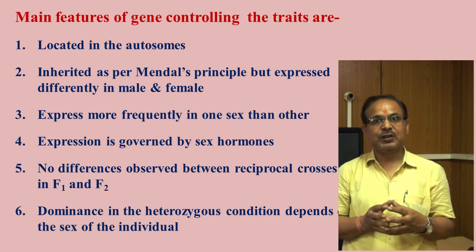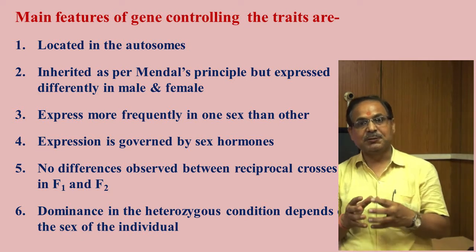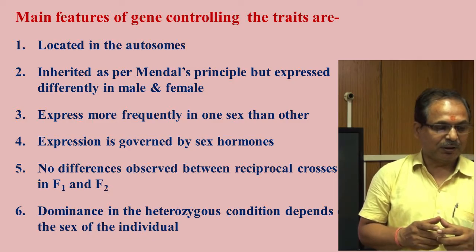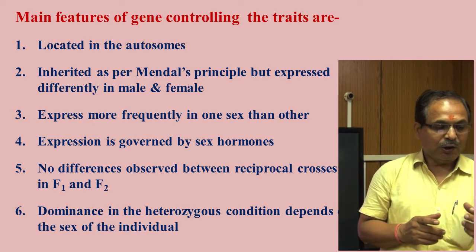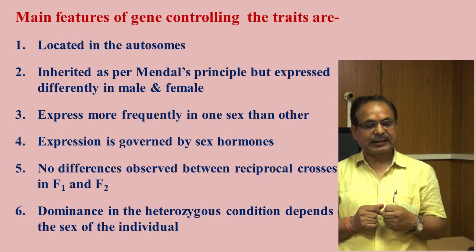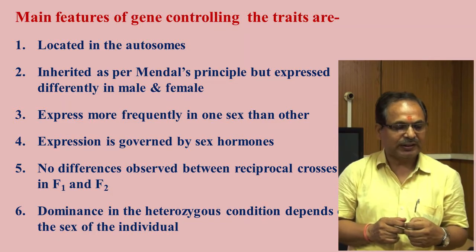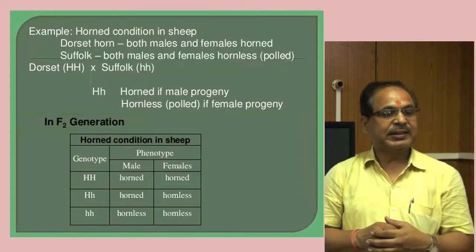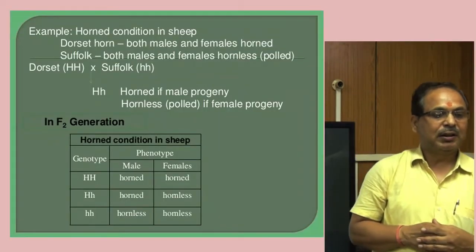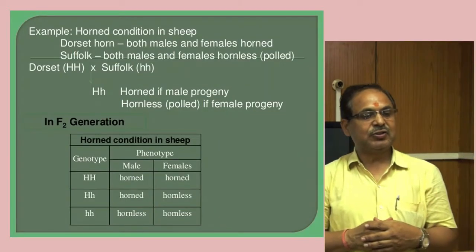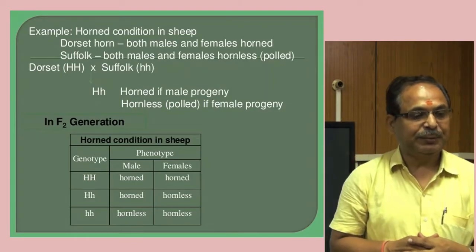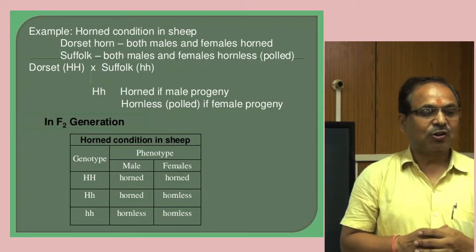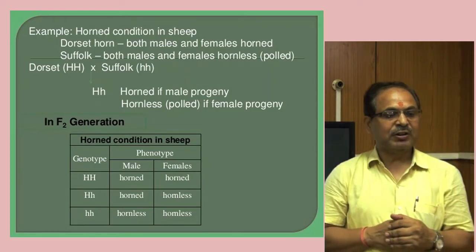We do not observe significantly the reciprocal difference between the progeny, between the individuals. Dominance in the heterozygous condition depends on the sex of a particular individual. As an example, in sheep there are two types of horn conditions, Dorset horn and Suffolk horn.